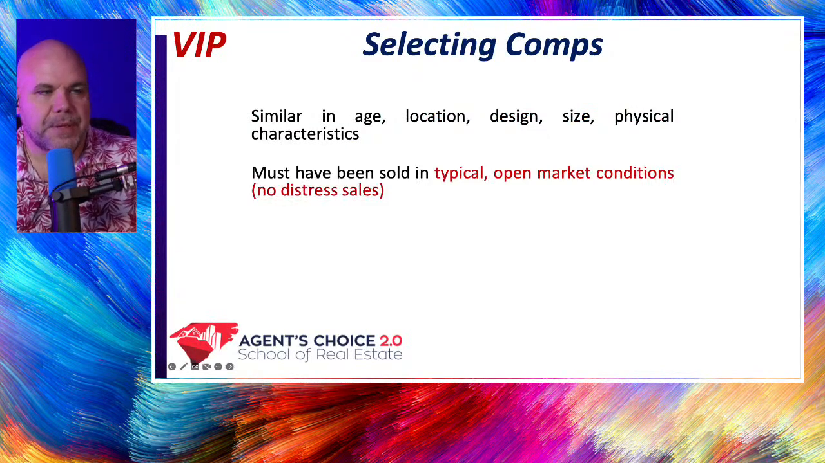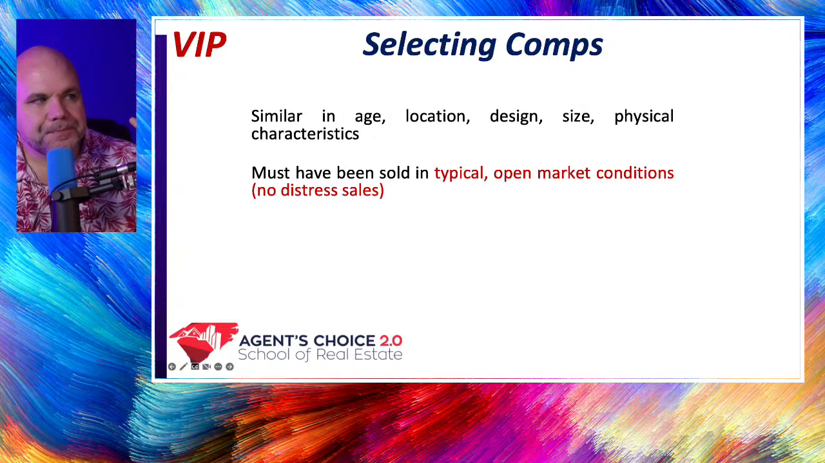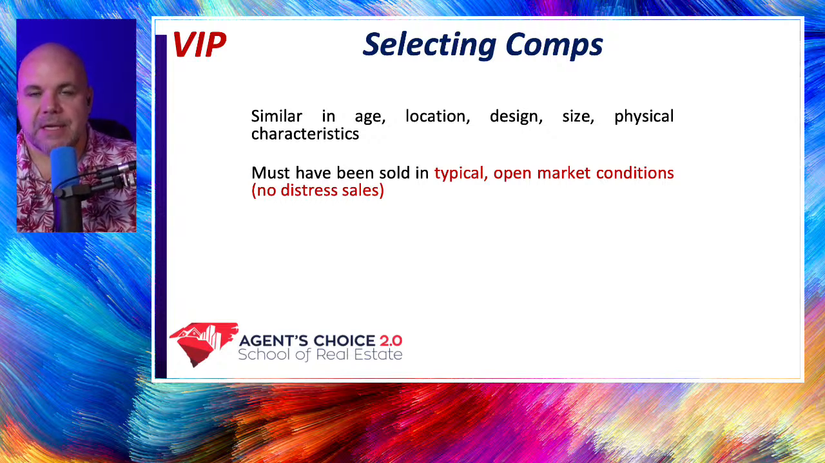So picking comps is huge. Another one is this. It needs to have been sold in similar market conditions. And we ran into this a lot in 2008. We had a listing opportunity and come to find out it was a distress sale. It was a pre-foreclosure, short sale, something like that. That seller was a little extra motivated to sell.